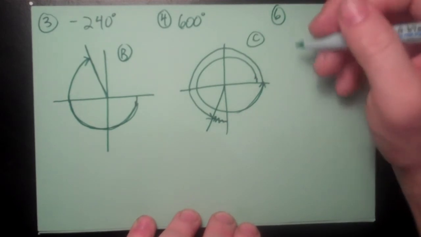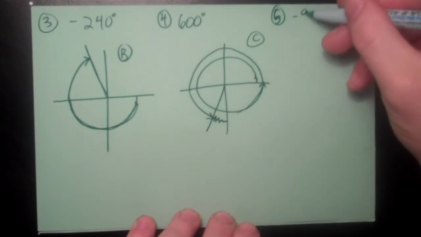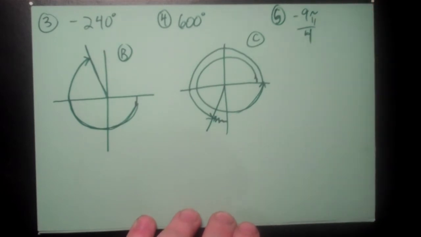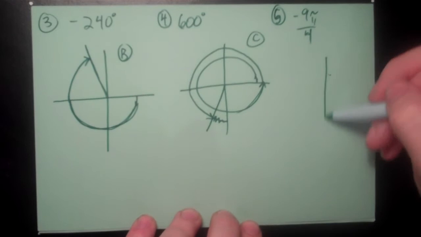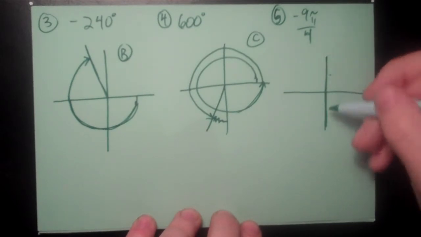And number 5. No, 3, 4, 5. Negative 9 pi over 4. Okay, so I know this is your first look at radians. And you could be done by process of elimination. It is letter A, but let's use our brains a bit more than that.